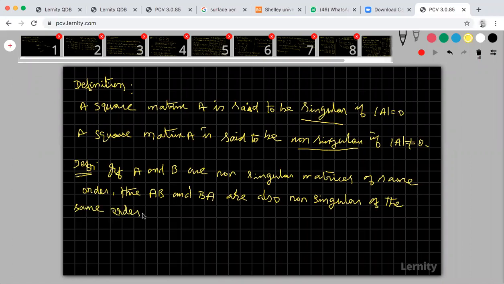Please note that if A and B are non-singular matrices of same order, then AB and BA are also non-singular matrices of same order. Why are we discussing this? The next result is an important one. The determinant of the product of the matrices is equal to the product of the determinants. We'll discuss that result later in the next class.